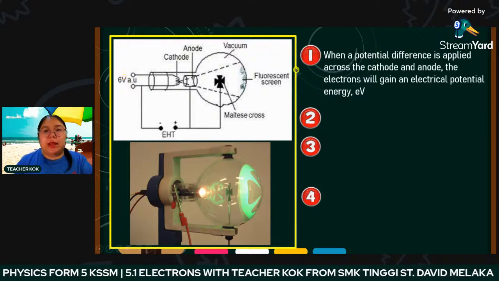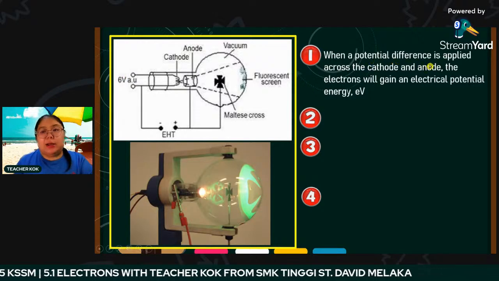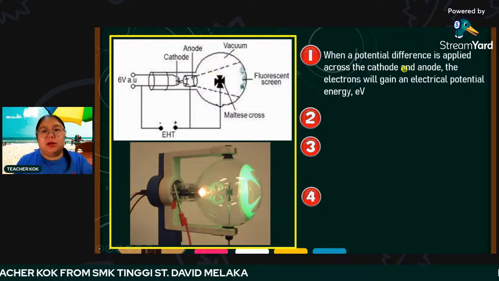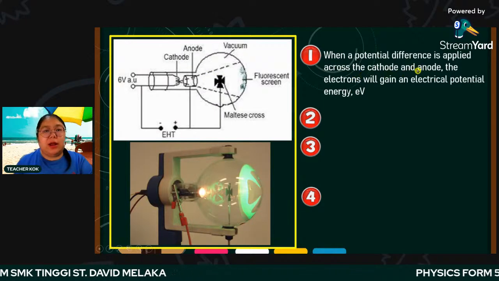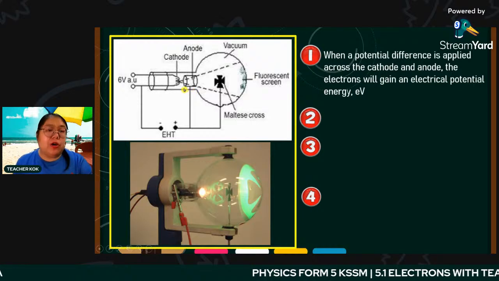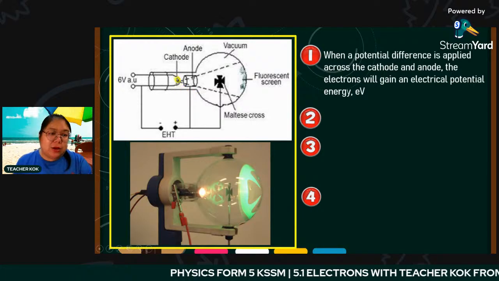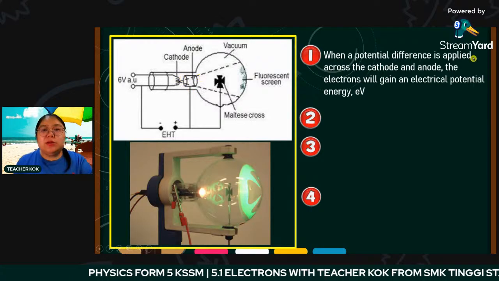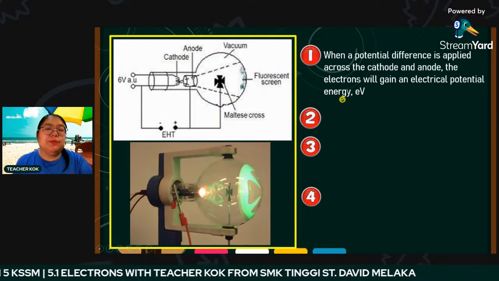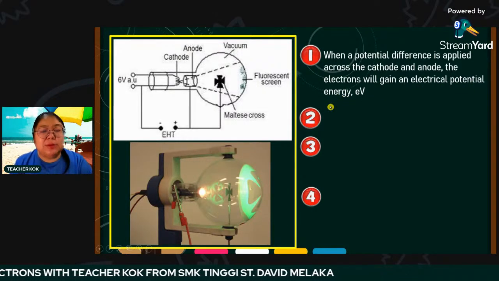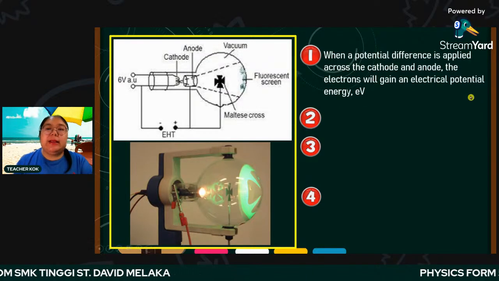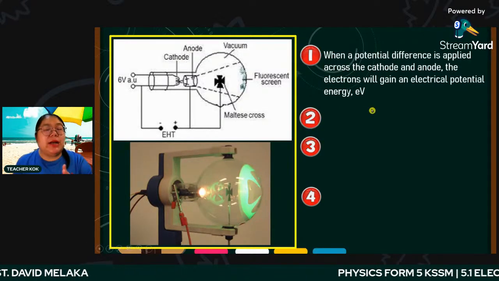When the potential difference is applied, now we have another potential difference applied across the cathode and also the anode. That means the potential difference is applied for the electron to move from the cathode to the anode. So the electron will gain electrical potential energy. This is a new energy, but this energy is for the electron. They gain the electrical potential energy.